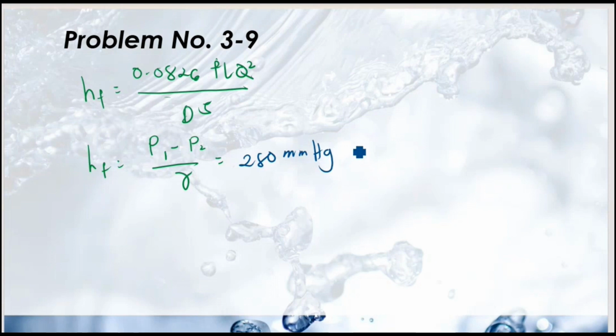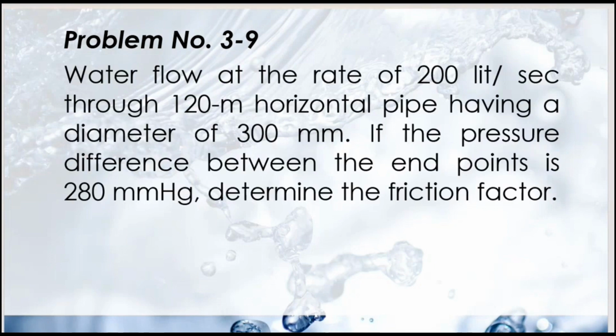That is, we're going to multiply this one by 13.6 so that we could have this in meters. Remember, 13.6 is the specific gravity of the mercury. So this is equal to 3.808 meters of water. Why is it that we convert it in meters of water? So that we could apply the equation 0.0826 FLQ squared over D raised to 5, since water is the one flowing here. Mercury lang yung ginamit natin, so that we could compute for the difference in pressure.